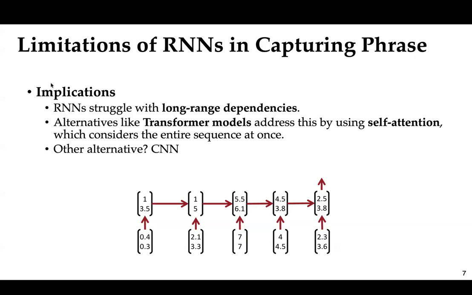Alternatives like transformer models address this by using self-attention, which considers the entire sequence at once. This is great. This is wonderful, transformers. This is like state of the art 10 years ago. And we will use that down the road when we talk about LLMs. And by the way, transformers are described in the previous recorded lecture. This is very important: encoders, decoders, transformers.